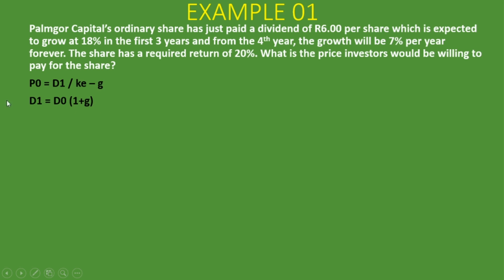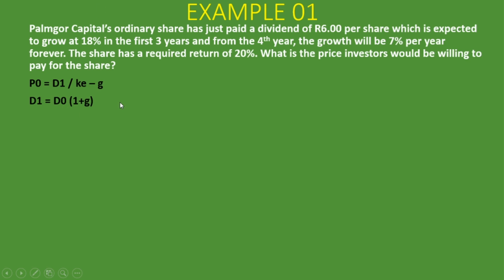Okay, so dividend at year 1 will be the dividend at year 0, which is the 6 Rand, because we are told that it has just paid a dividend of 6 Rand per share. So D0 is 6 Rand, and then 1 plus G. What is G? G is the growth rate, and we are given it's 18%.